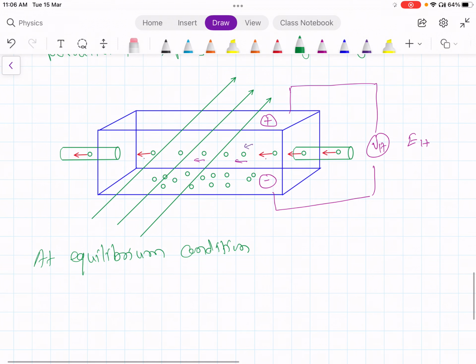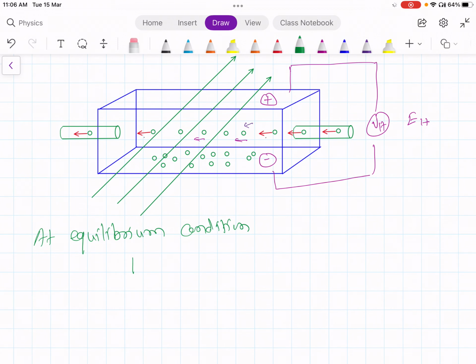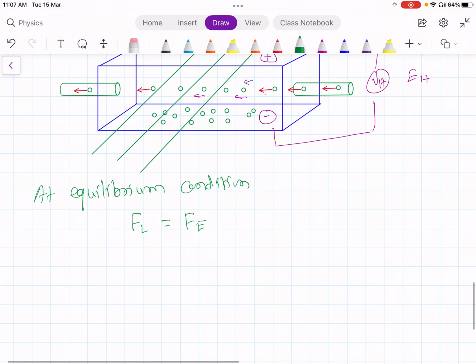At equilibrium condition, this Lorentz force FL equals the electric force, that is Fe. But this Fe, the electric force, is nothing but e into VH upon d. This small d is the width of the semiconductor slice, VH is the Hall potential, e is the charge. Let's name this equation 1.